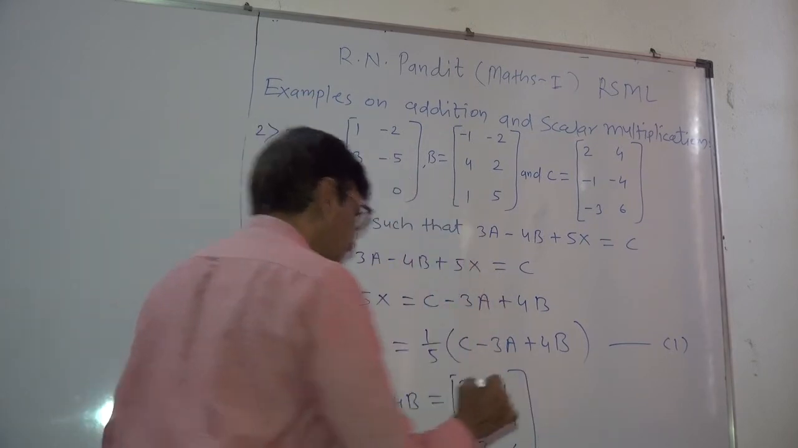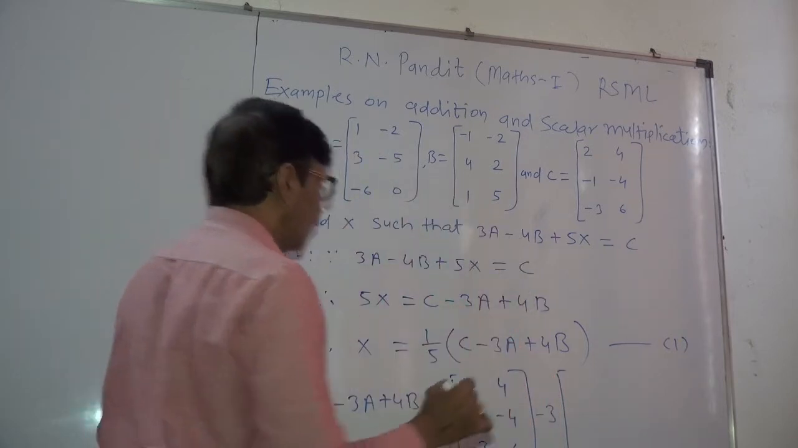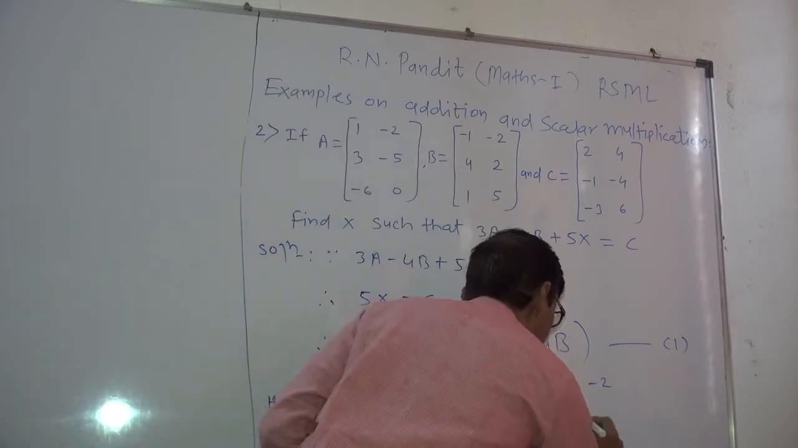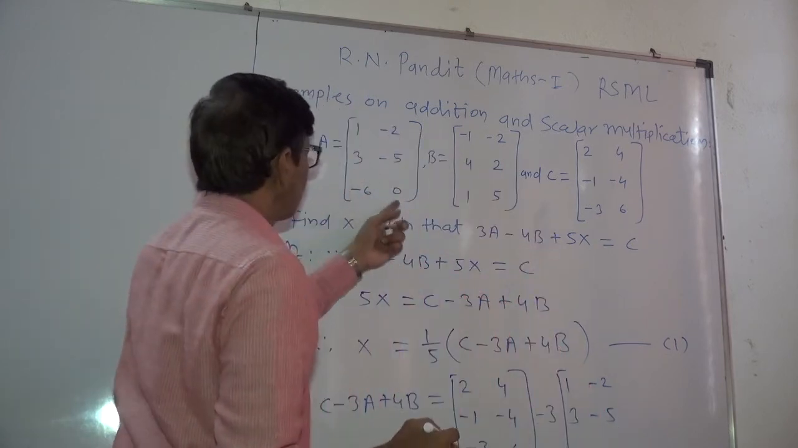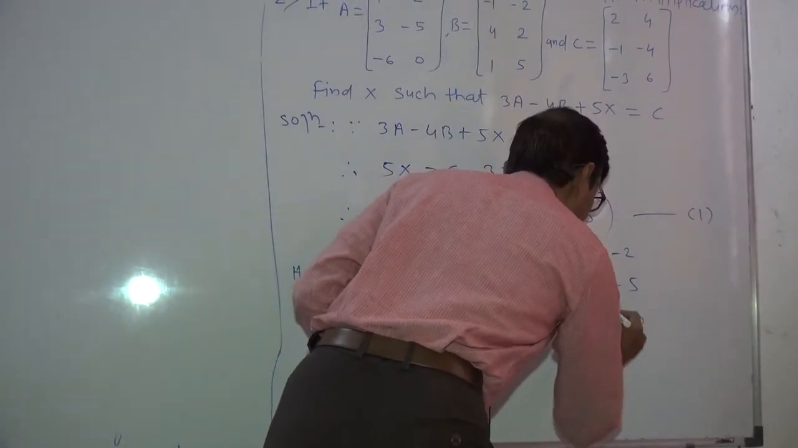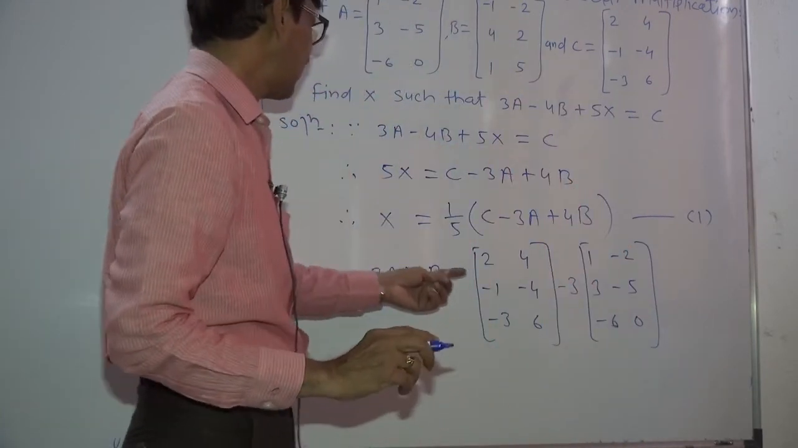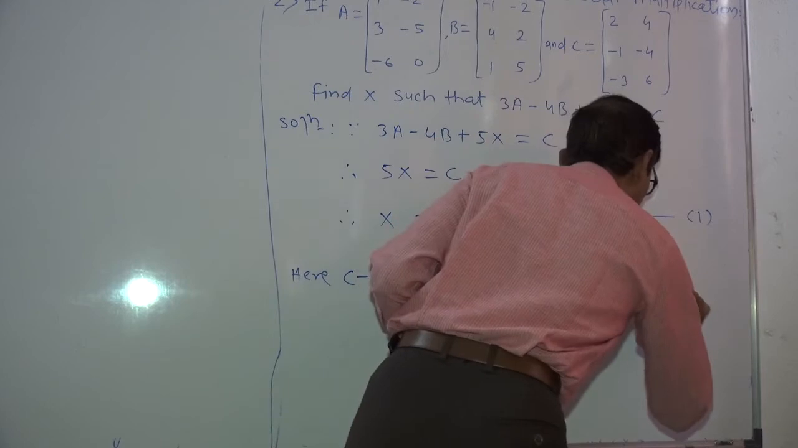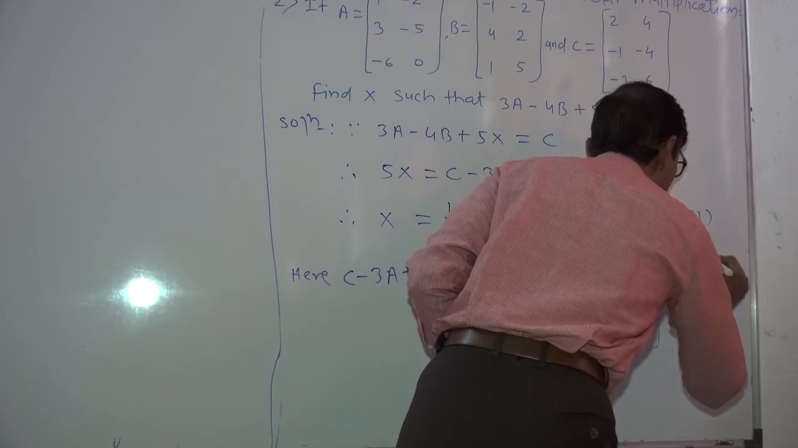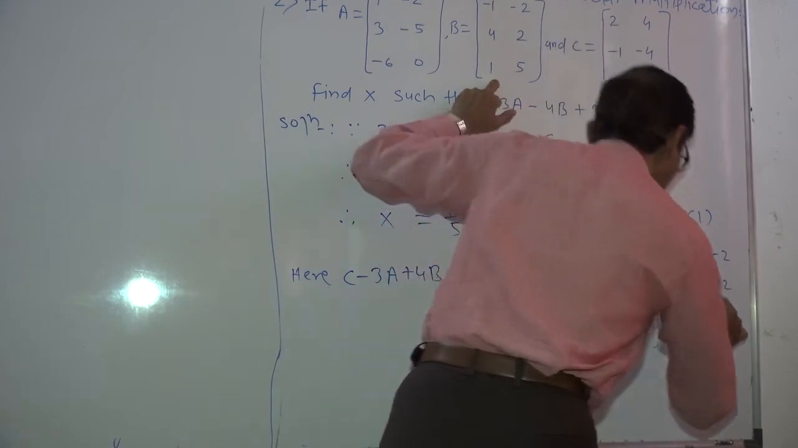Then minus 3 times the matrix A. What is A? 1, minus 2, 3, minus 5, minus 6, 0. Okay? And the third term is plus 4 times matrix B. B is the matrix minus 1, minus 2, second row 4, 2, and the third row is 1, 5.